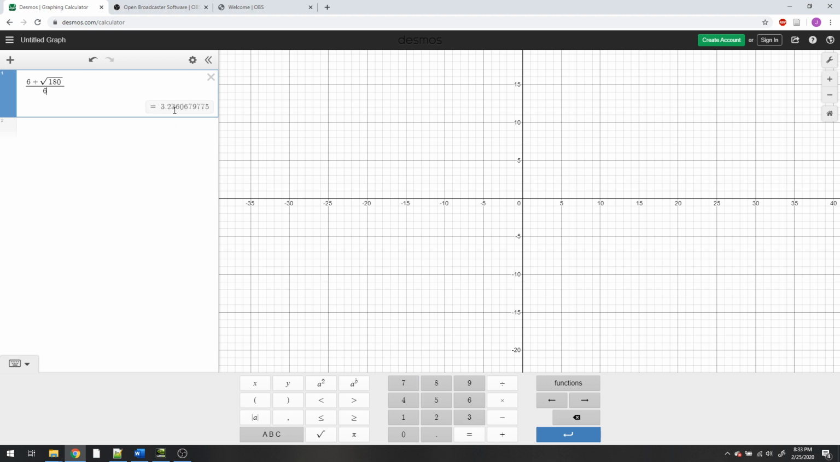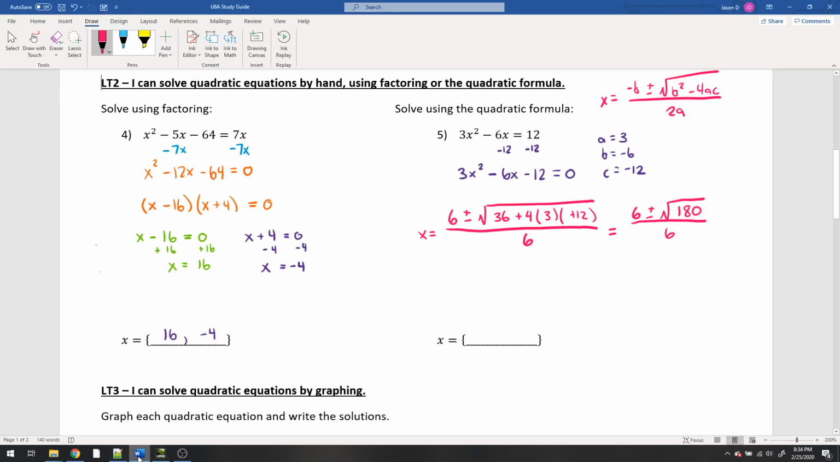And it's going to give me a decimal. It's going to give me 3.236. What I'm also going to do, because it was a plus or minus in that one spot, is that I'm going to copy and paste it and put a minus sign there instead. So we have these two solutions right here. It's 3.236 and negative 1.236. Those are our two solutions. And there you go. That's the quadratic formula.